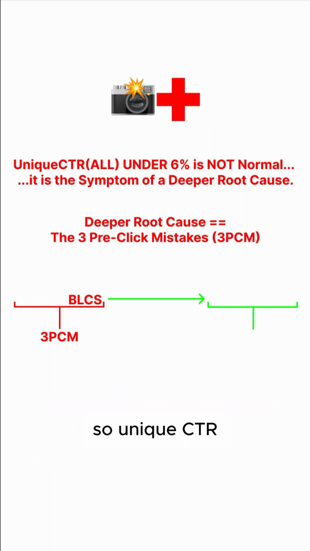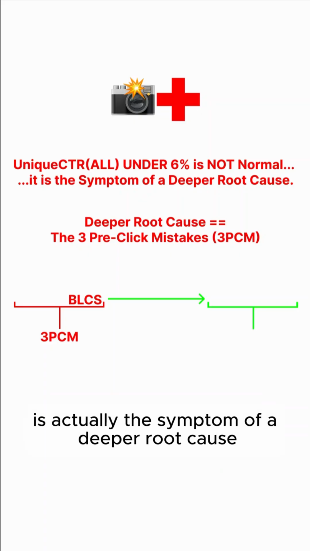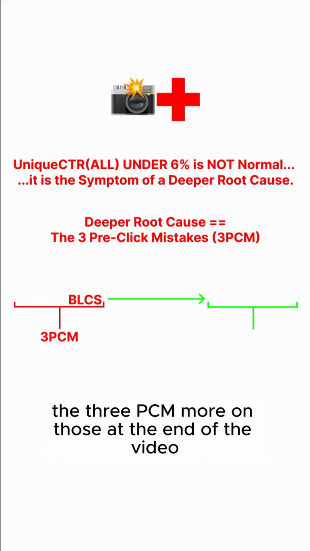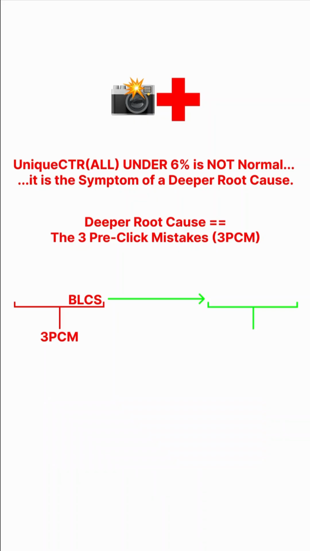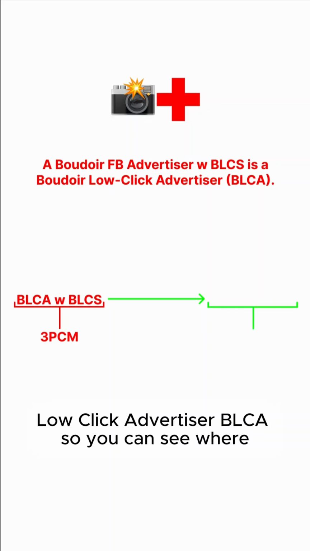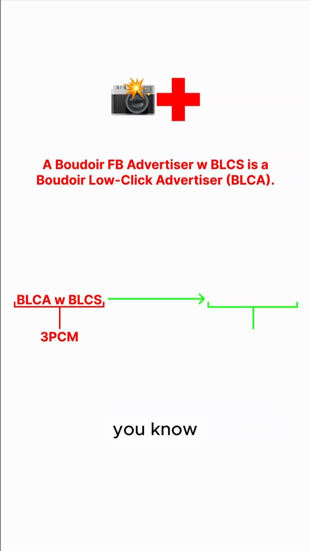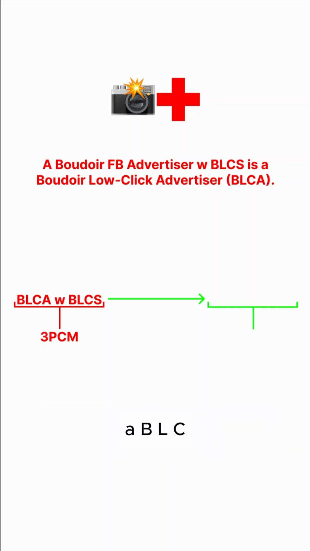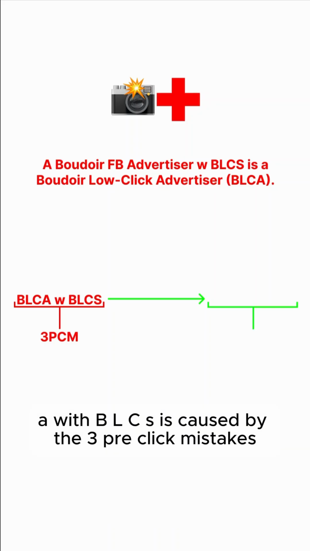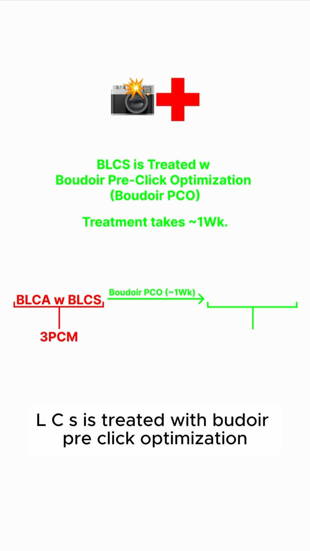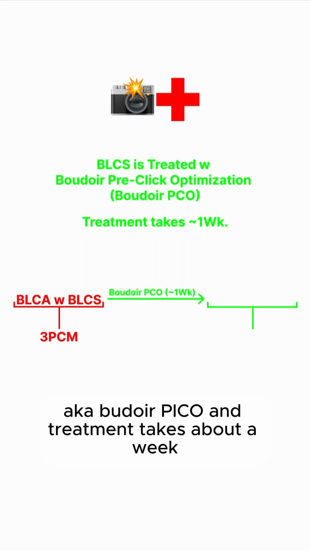So unique CTR under 6% is actually the symptom of a deeper root cause. That deeper root cause is the 3 pre-click mistakes, the 3 PCM. More on those at the end of the video. So a Boudoir Facebook advertiser with BLCS is a Boudoir low-click advertiser, BLCA. So you can see we're increasing our universe here. A BLCA with BLCS is caused by the 3 pre-click mistakes. And BLCS is treated with Boudoir pre-click optimization, aka Boudoir Pico, and treatment takes about a week.